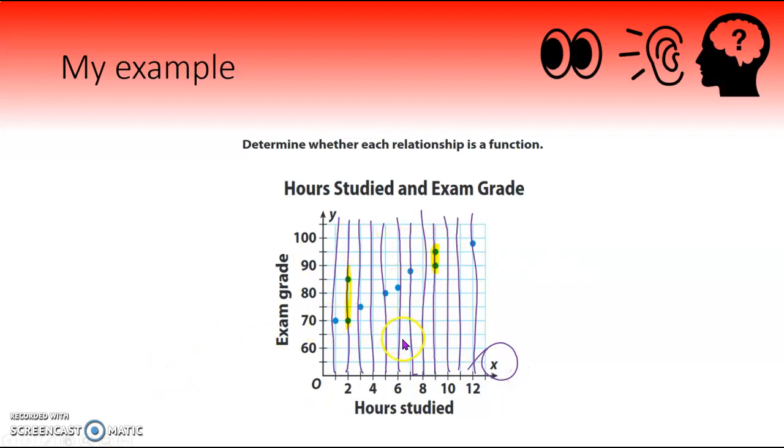Here's another analogy that might help you. Imagine you're playing Tetris and all these dots fall down to the bottom. Will there be any lines that have 2 dots stacked on top of each other? Yes, there will. There will be this pair and this pair. So that means it is not a function.